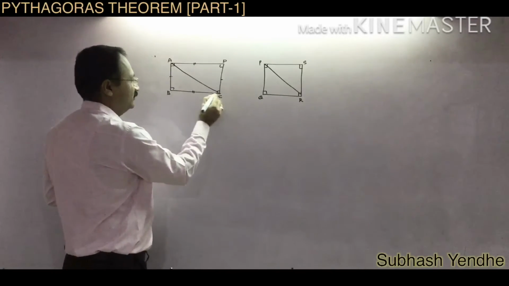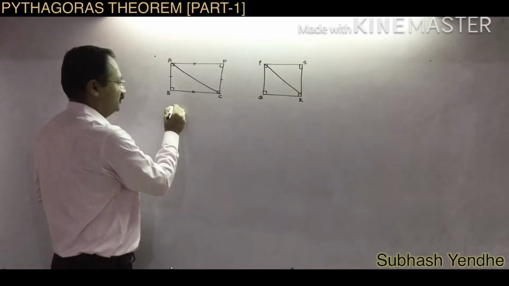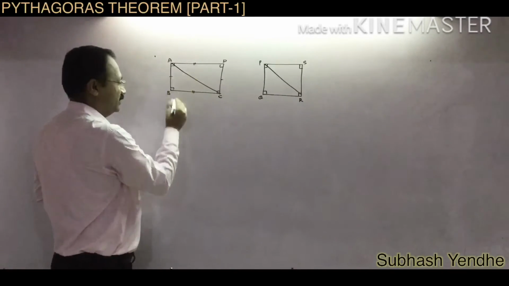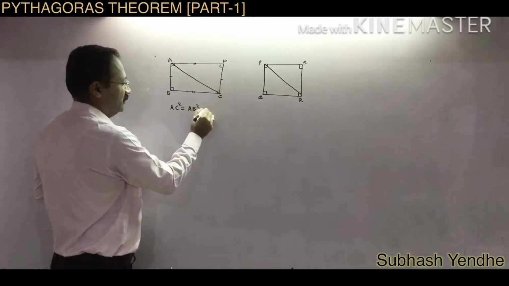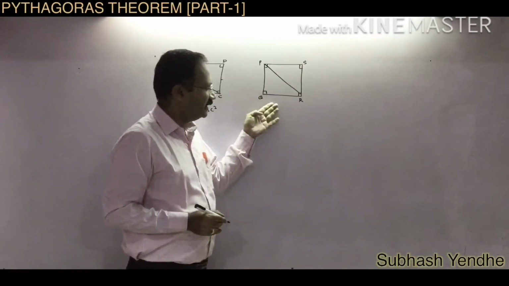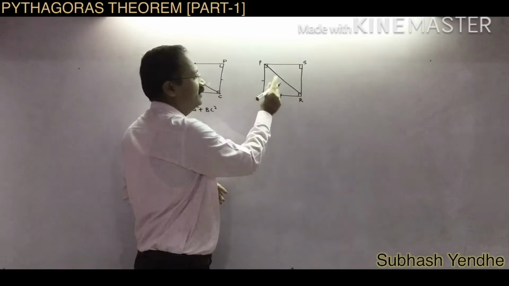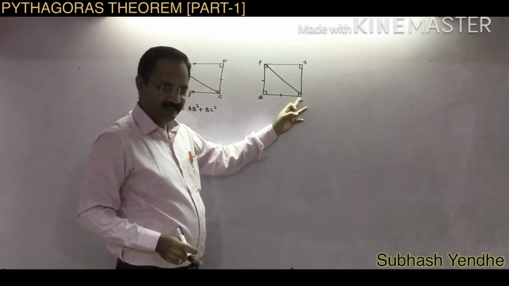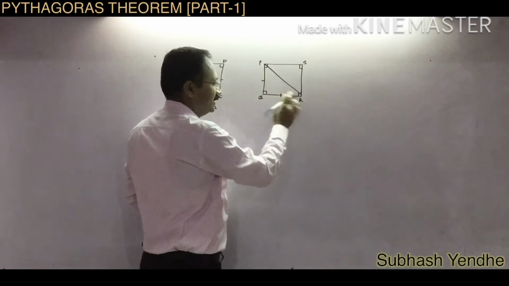This is the base and this is the height. So we can use Pythagoras theorem in this one. Opposite to 90 is the hypotenuse. So AC square equal to AB square plus BC square. Again see in square all the sides are congruent and all angles are 90. This is diagonal. So again if you draw the diagonal you will get the right angle triangle.